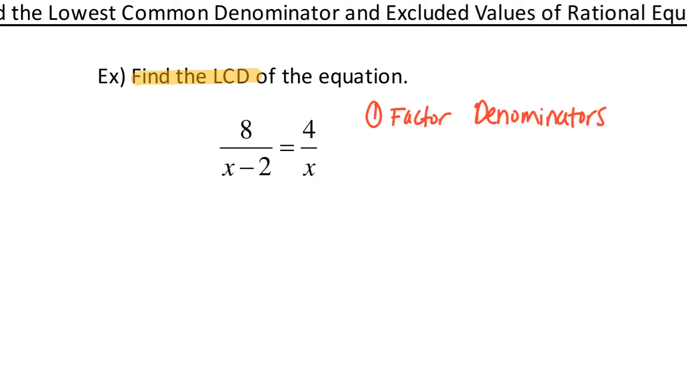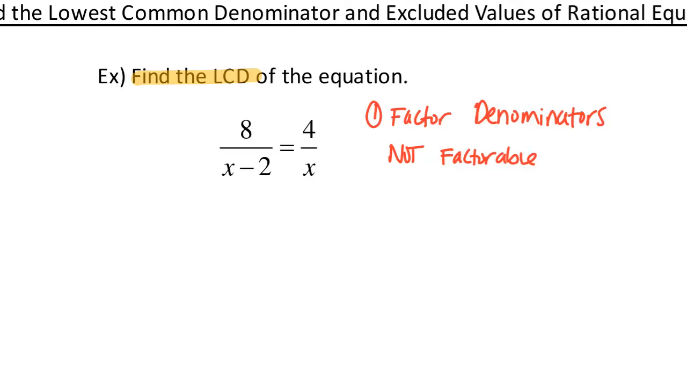Okay, but if I look at the denominator here, x minus 2, there's no GCF, there's no dots, I can't really do anything. This x, likewise, I can't really do anything. So this one is actually not factorable. So I can't really do anything.